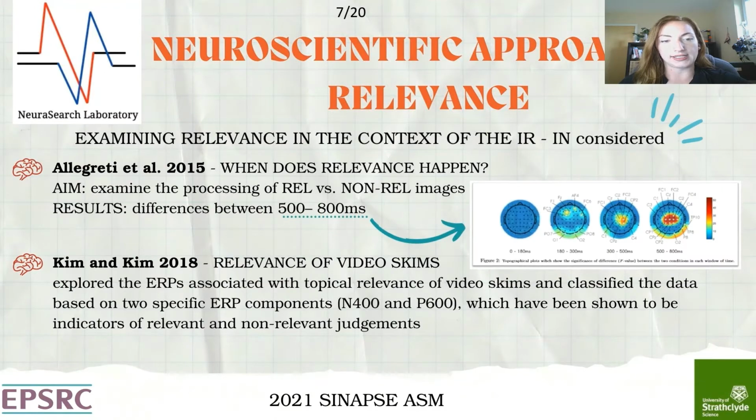Another study, by Allegretti and colleagues, was interested to see when relevance happens in the brain. So they examined the processing of relevant versus non-relevant images, and they found the differences to be most significant within the 500 to 800 millisecond time window. Kim and Kim explored relevance in terms of video skims and found that ERP components N400 and P600 are important indicators of relevance judgments.